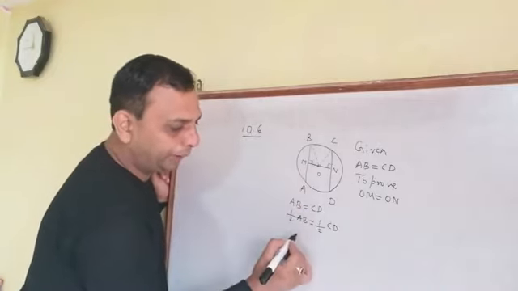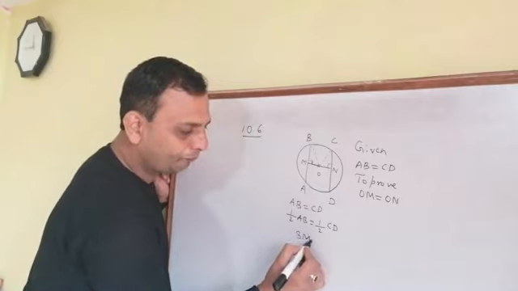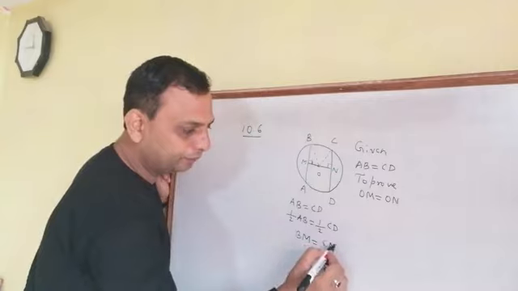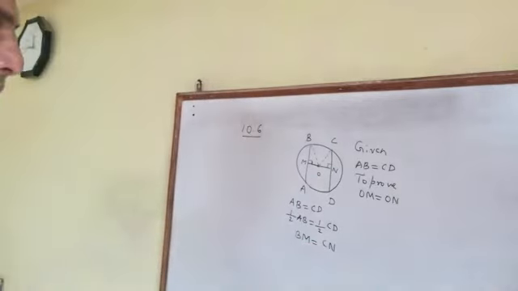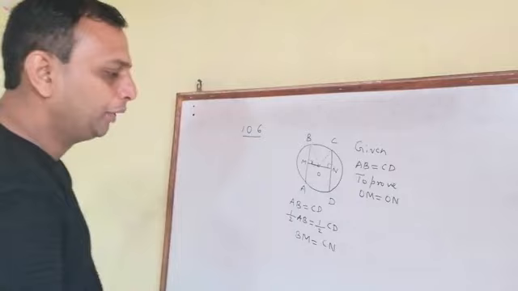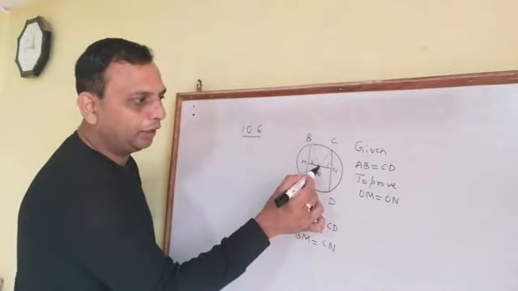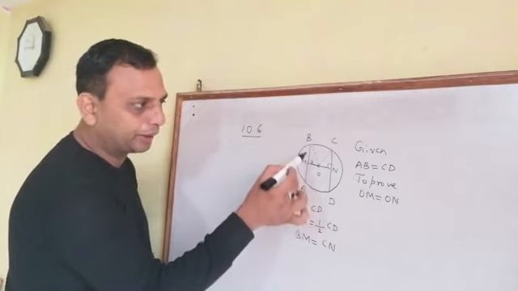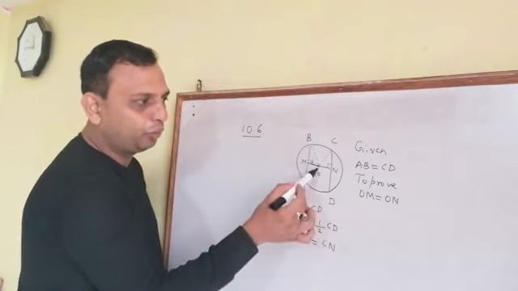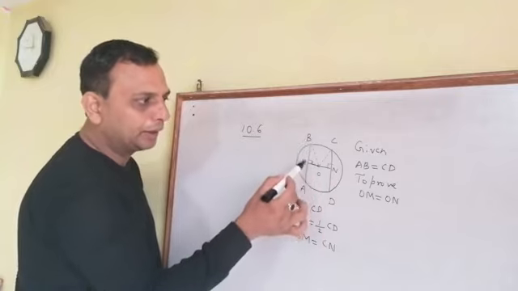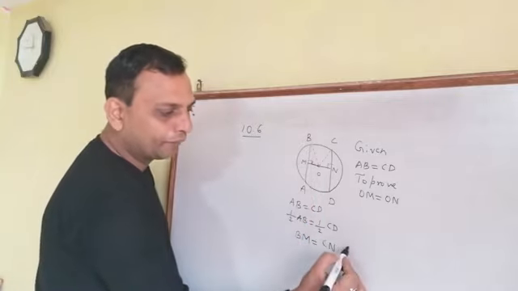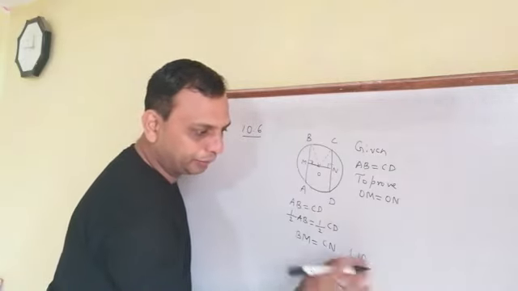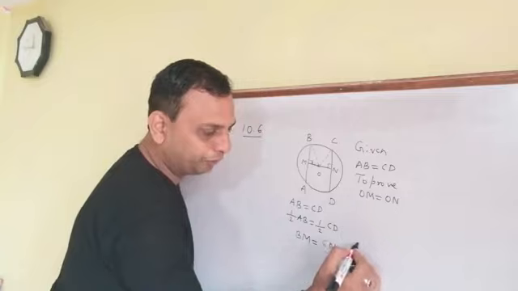In place of half AB, we can write BM. In place of half CD, we can write CN. Why did I write half as BM? Because we studied one theorem: the perpendicular drawn from the center of the circle will bisect the chord. If OM is perpendicular to AB, then it will bisect the chord. This is the 10.3 theorem. You write the theorem statement here: perpendicular drawn from the center.